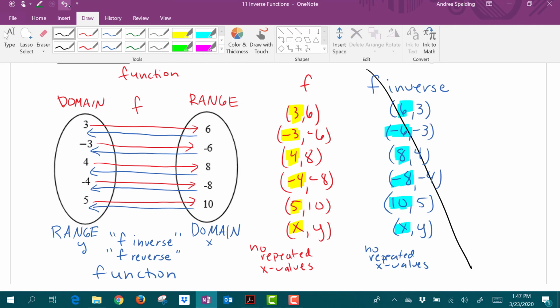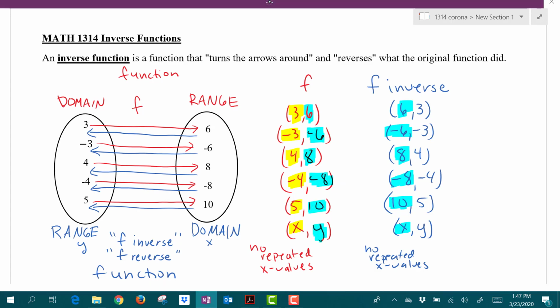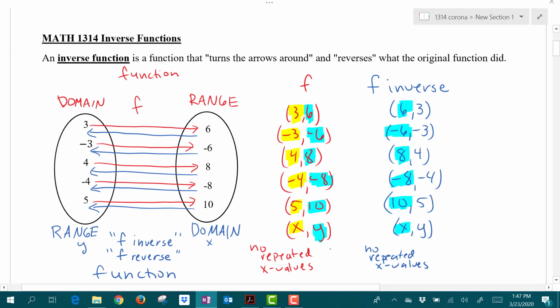So the answer to that question is yes. We actually don't need to make the f inverse list to decide that f inverse would also be a function. Here's what we'll be looking for. We're going to be looking for, does the original function f have any repeated y values? So when we look at the original function f, we notice that it has no repeated y's. So every y value is only there once.